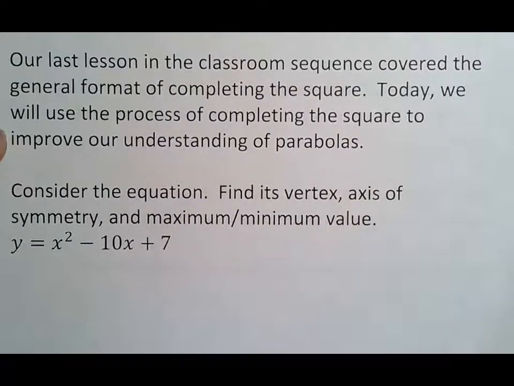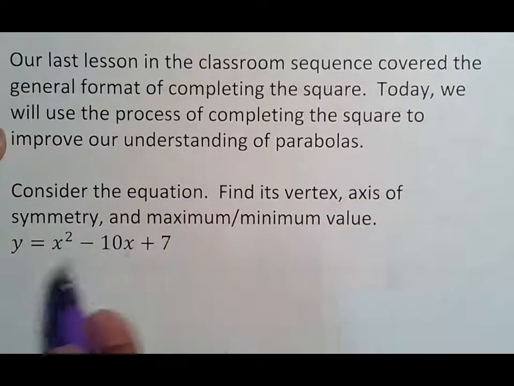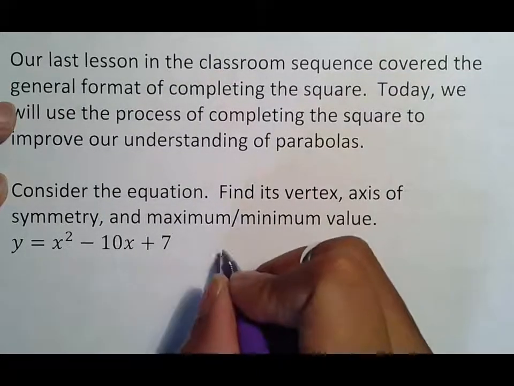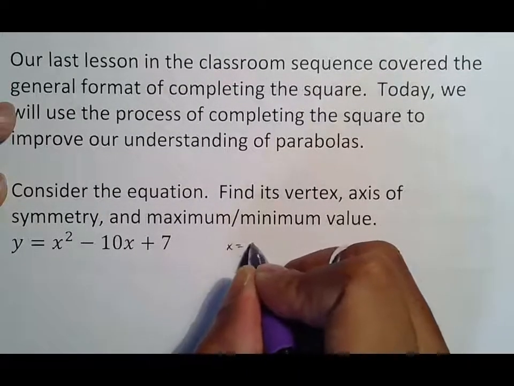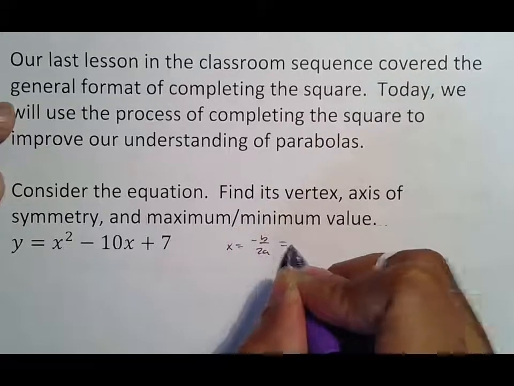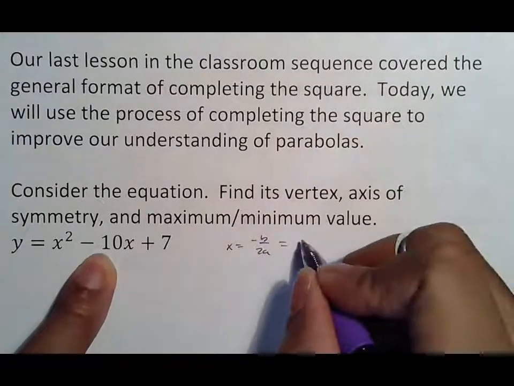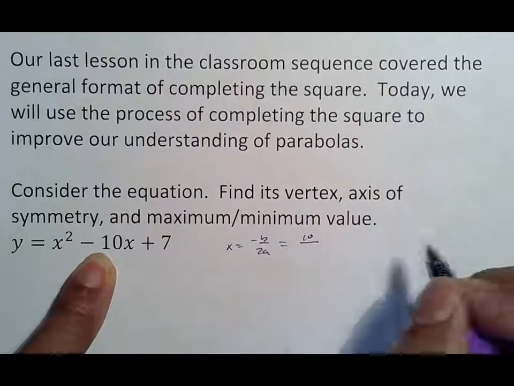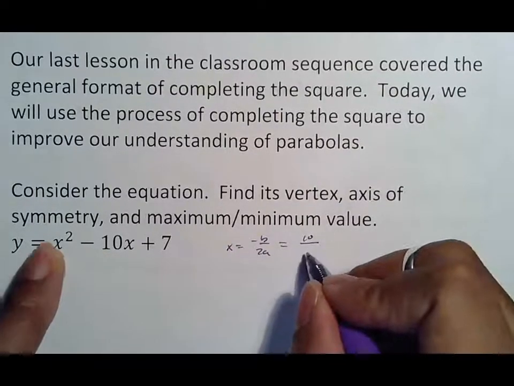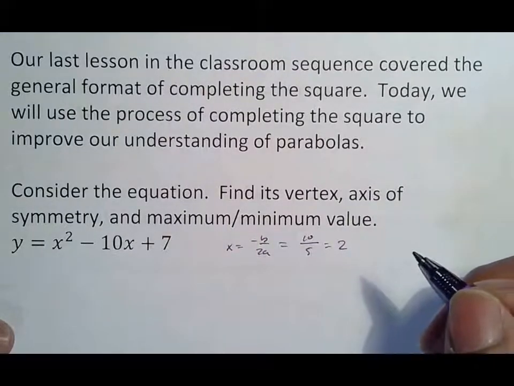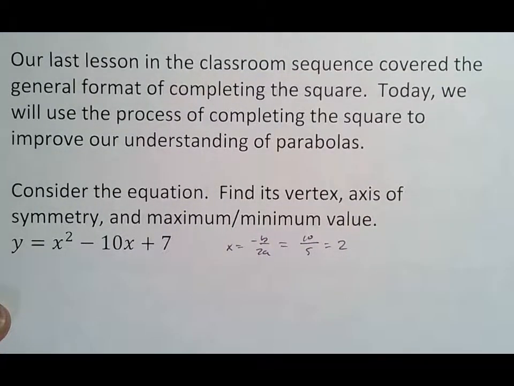If you're looking at this equation, let's think about what we know to find the vertex, axis of symmetry, and maximum value. I remember that what we had to do was go x equals negative b over 2a. Hopefully you know that formula, which would be opposite of negative 10, which is 10, and 2 times 1, which is 2, which means my key x is 5. I would then have to take that 5 and plug it in.